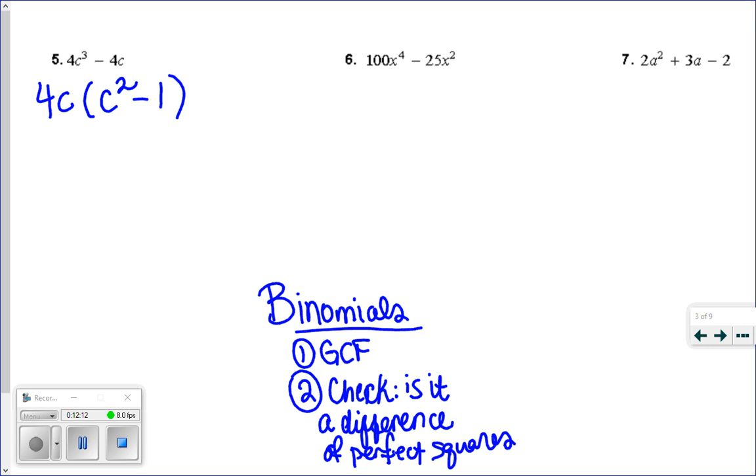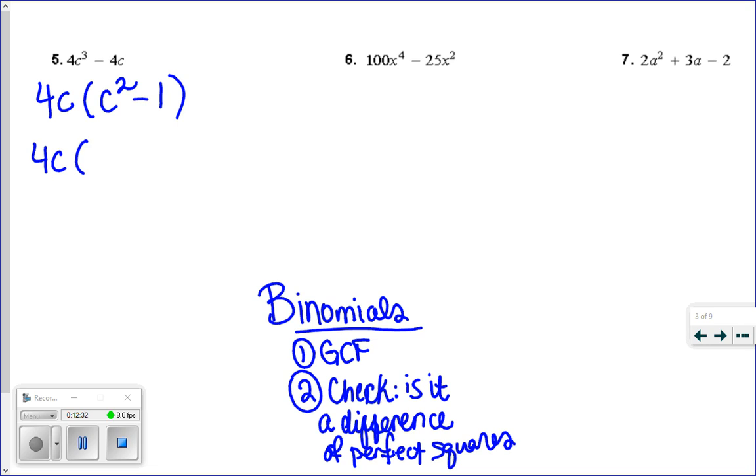A lot of us forget that sometimes, but 1 is a perfect square. 1 times 1 is 1, right? So this binomial right here, guys, factors further. And if you stop here, your answer is wrong, right? You have to be able to recognize that that's a difference of squares and keep going and realize, oh, that part right there is going to factor further, right?